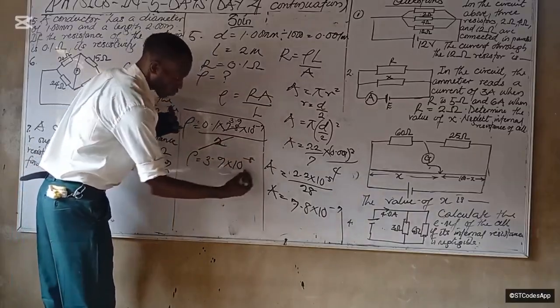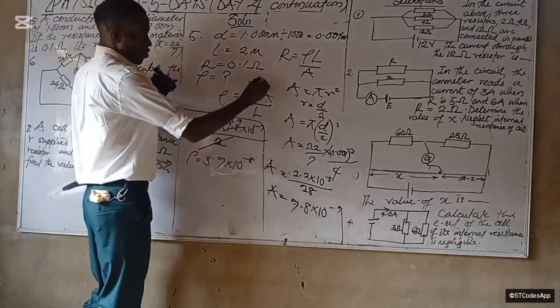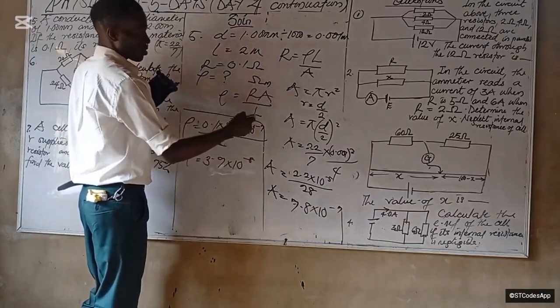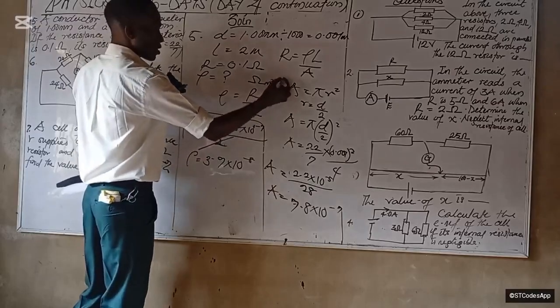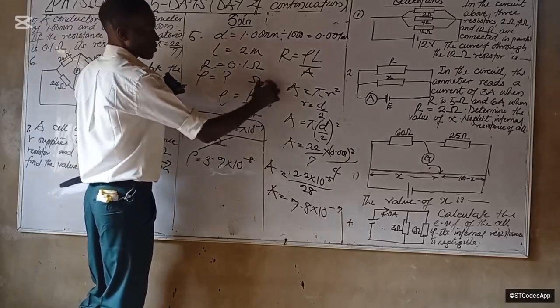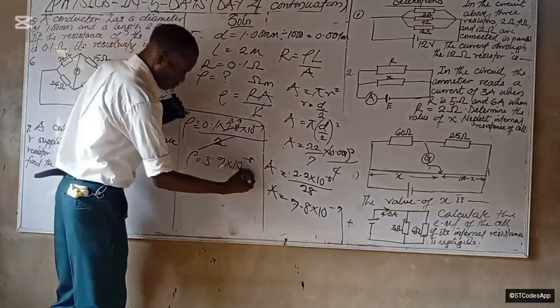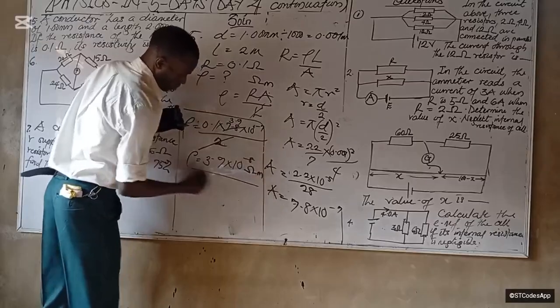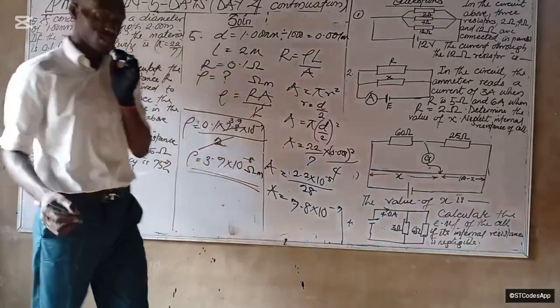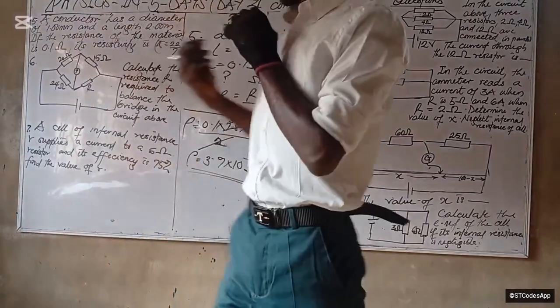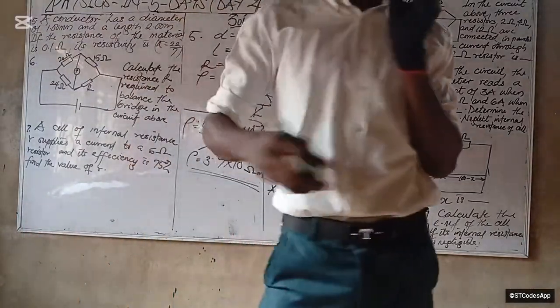What's the unit of rho? That will be ohms meter squared. No, ohms meter, because meter will cancel meter. So ohms meter. Alright, so that's the answer. Is that clear? Alright, so we'll come and solve number 6.